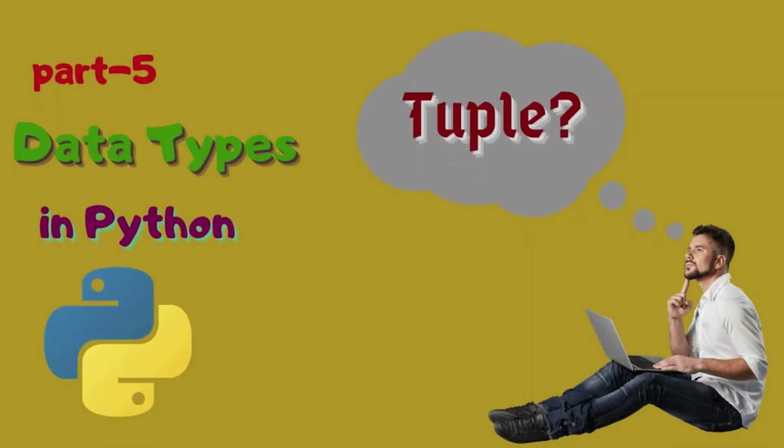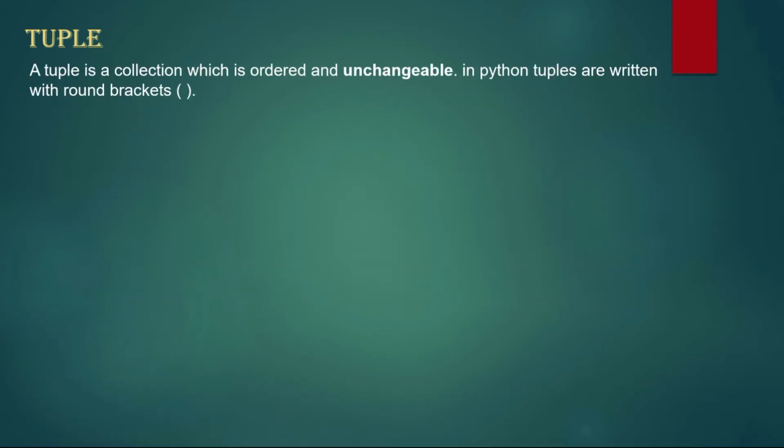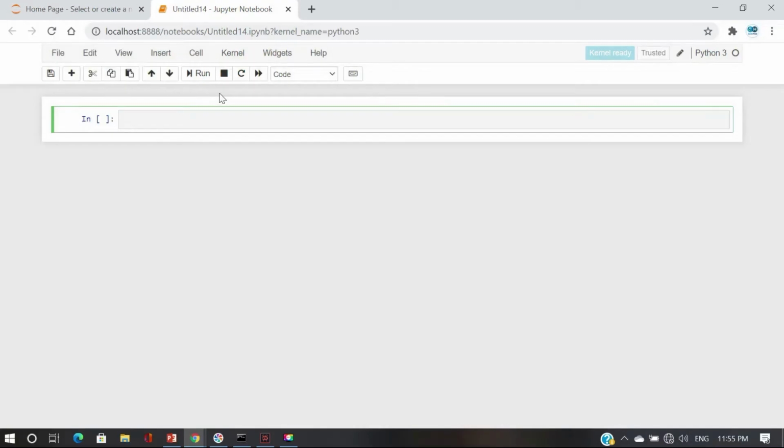Today's session is tuples in Python. And what is a tuple? A tuple is a collection which is ordered and unchangeable. Actually, a list is changeable and a tuple is unchangeable. In Python, tuples are written with round brackets like this. Some example: tuple equal to bus, car and bike. We will see some examples in Jupyter Notebook.